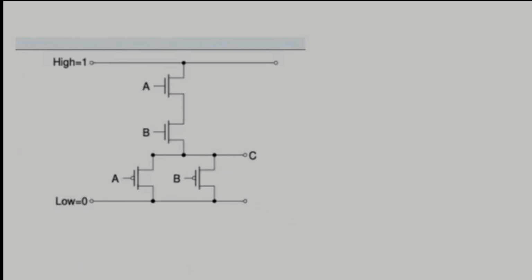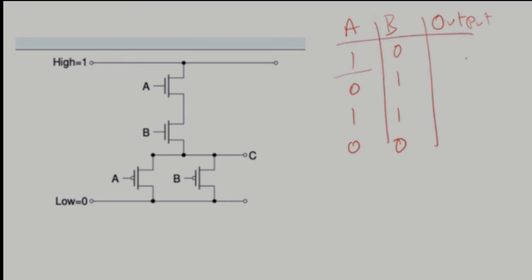And so let's say we have A and B and we have output. Let's do this together. So 1 0 1 0 1. I'm sorry, I should do it the other way around. 0 1 1 0. And we're just going to split the table up.